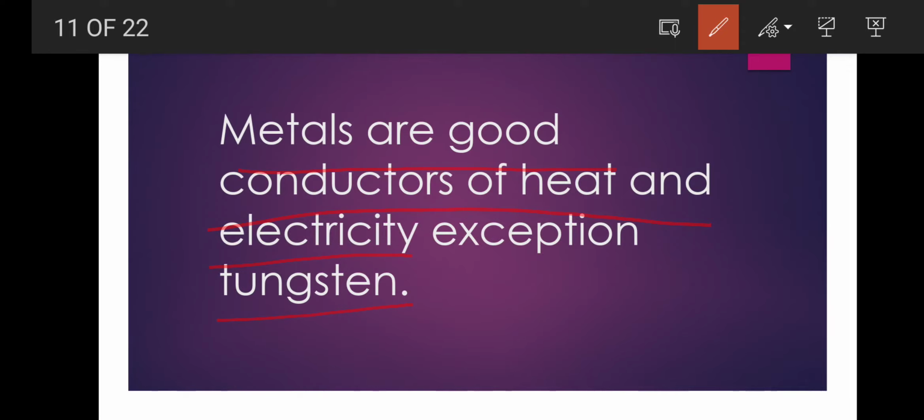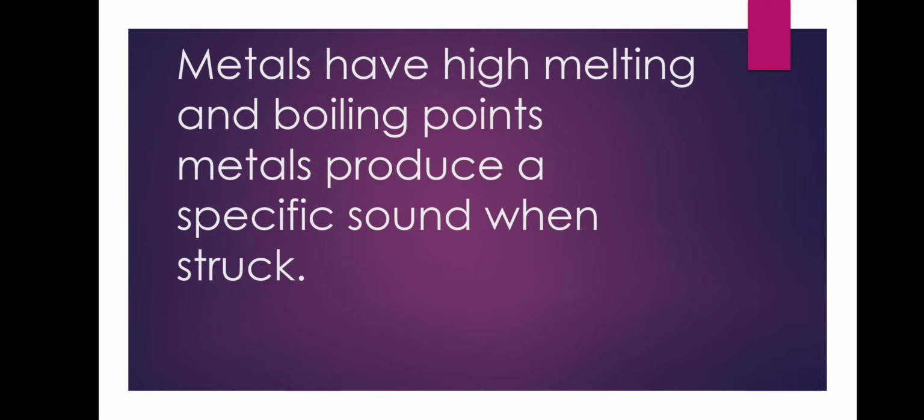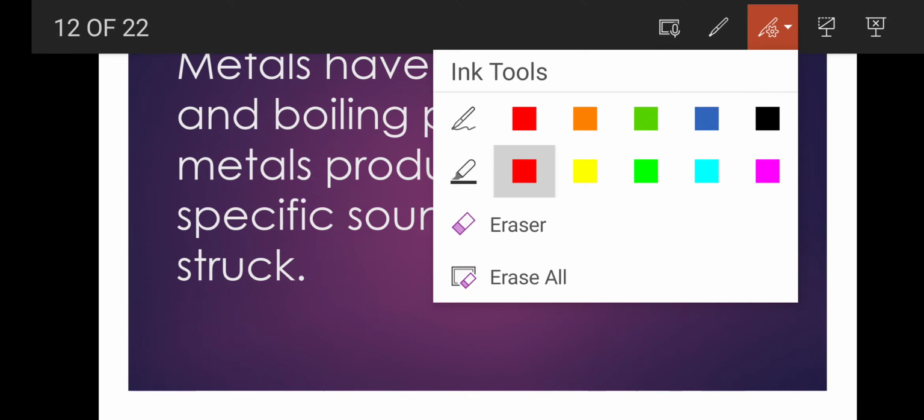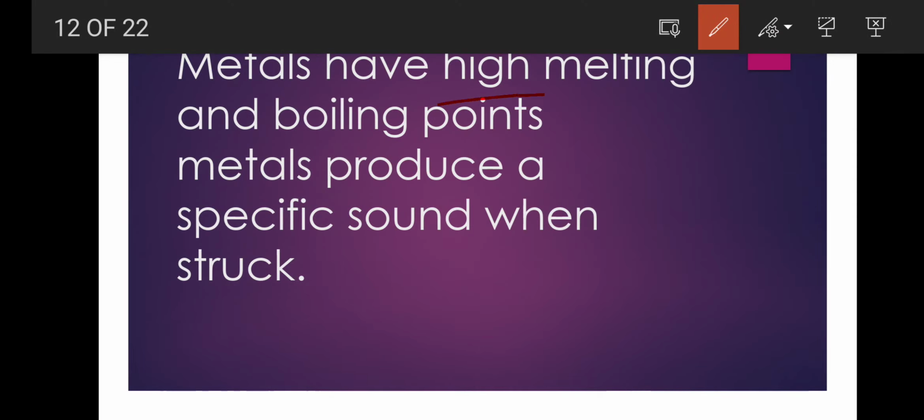Silver is the best conductor of heat and electricity, but silver is very costly, so it cannot be used. Copper is cheaper, and it is also a good conductor of heat and electricity. That is why copper wire is used for house wiring. Now the next property is that metals have high melting and boiling points. Clear? Metals have high melting and boiling points.